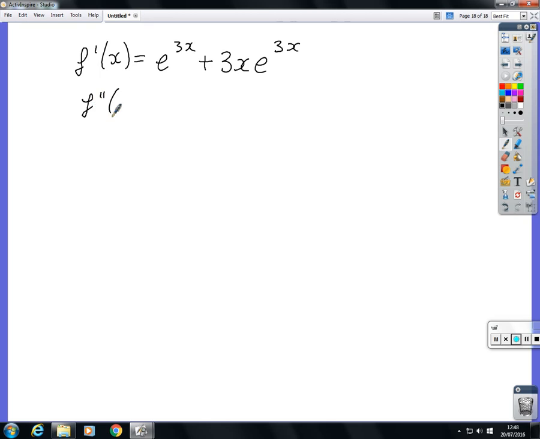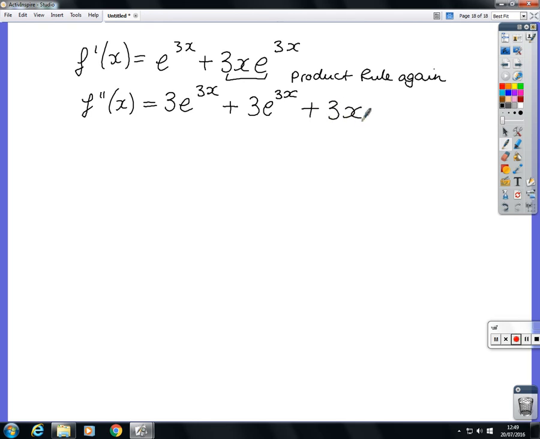Second derivative. The first term, e to the 3x, we can differentiate normally: 3e to the 3x. The second part of it, we need to do this function with the product rule again. Differentiate 3x, we have 3. Take the second function, e to the 3x, and write it without changing it. Add on 3x left alone, and the derivative of e to the 3x is 3e to the 3x.